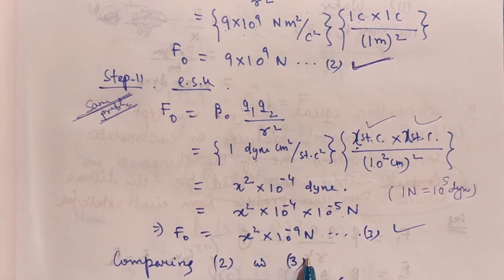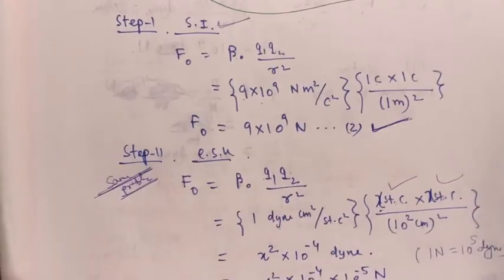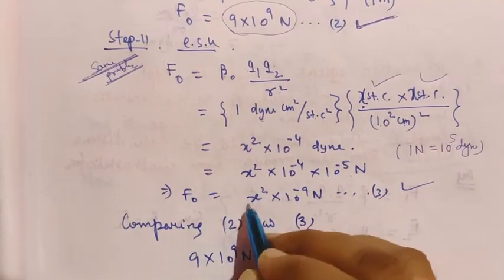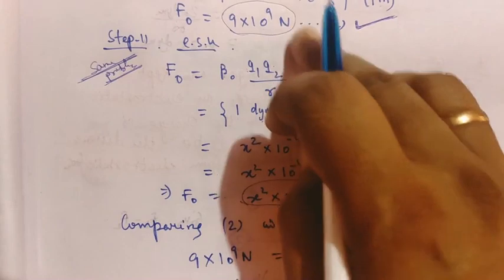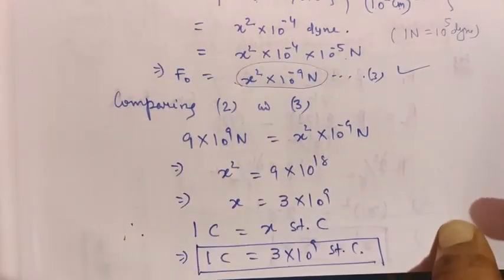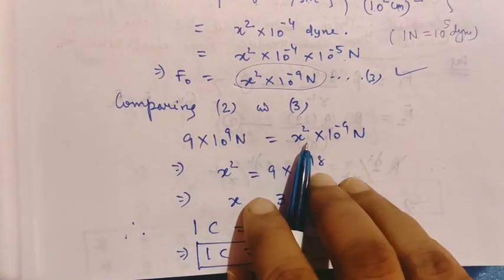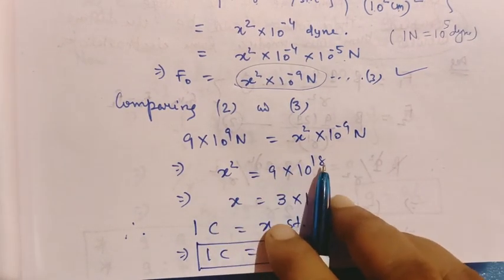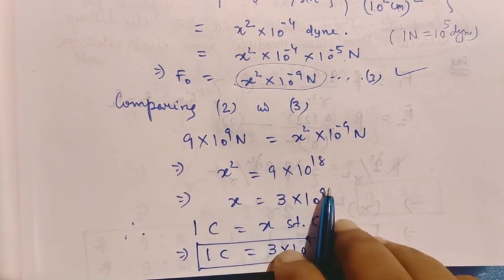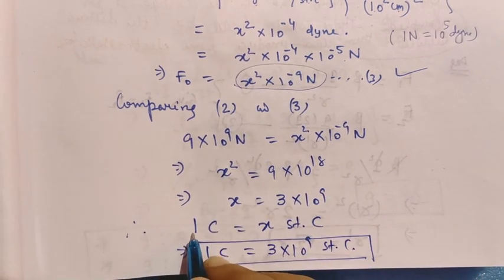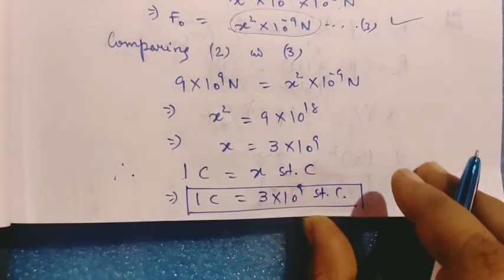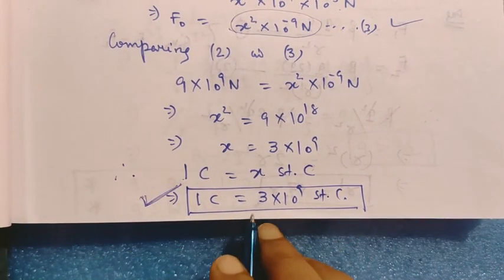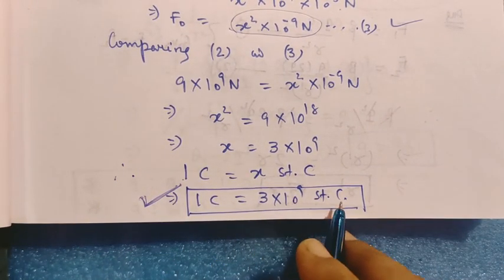Comparing equations 2 and 3, we get the same answer. In the second method the value is this one. If we compare these two, 9 into 10 to the power 9 Newton is equal to x square into 10 to the minus 9 Newton. Then x square will be 9 into 10 to the 18. X will be 3 into 10 to the 9. We know that we took 1 coulomb is equal to x stat coulomb. Now put the value of x here. So this is your final result: 1 coulomb is equal to 3 into 10 to the power 9 stat coulomb.